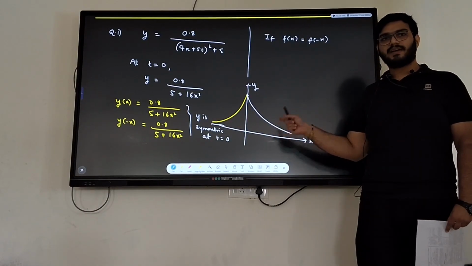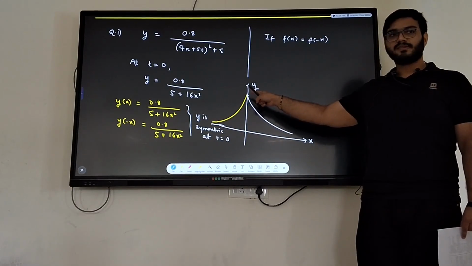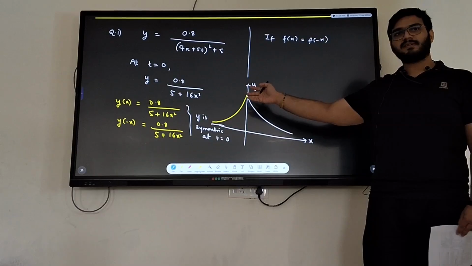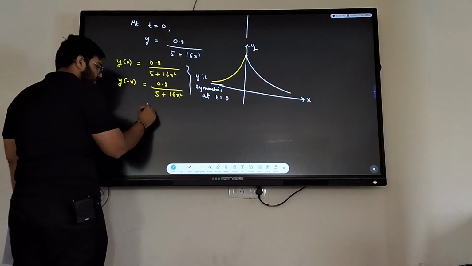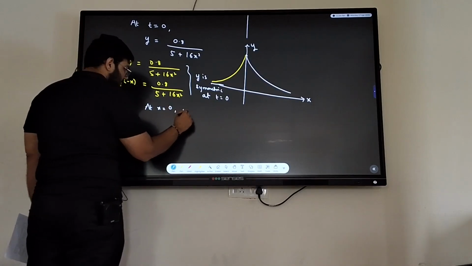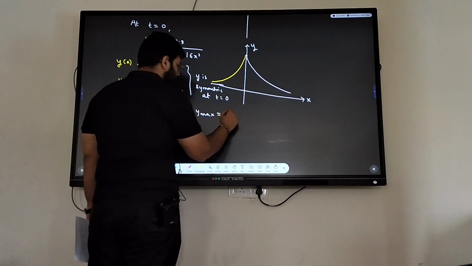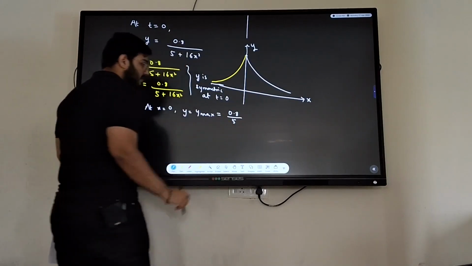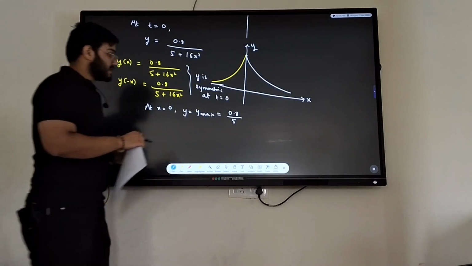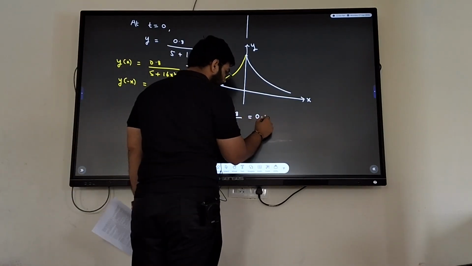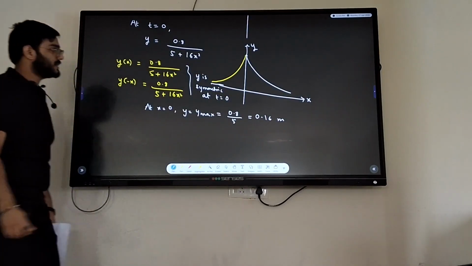What does it look like? At t equal to 0 and x equal to 0, my y max is here. Yes or no? So I can directly find my y max. At x equal to 0, there is my y max. What is that value? That's 0.8 divided by 5. So you divide by 5, tell me how much it should be. 0.1. So that's 0.6. Is it correct? Yes, sir. Meters.